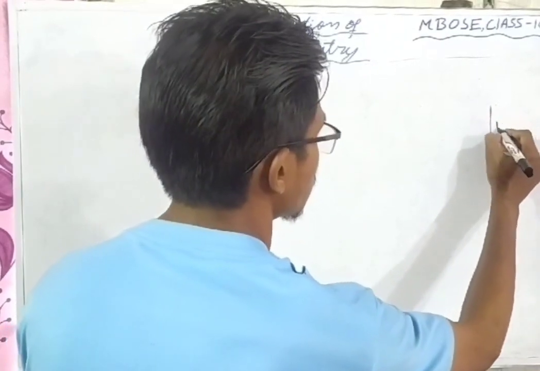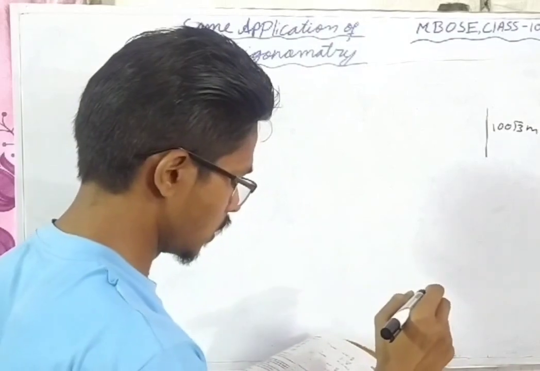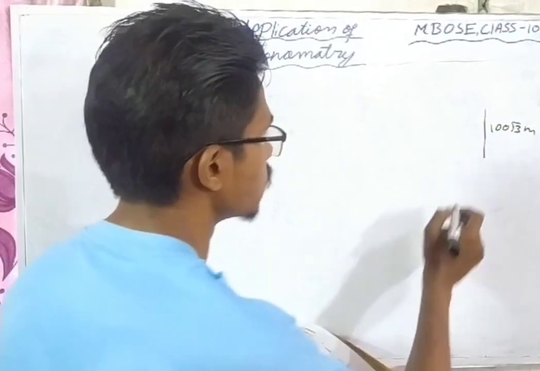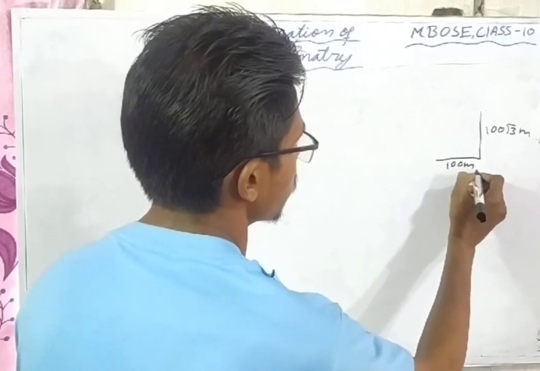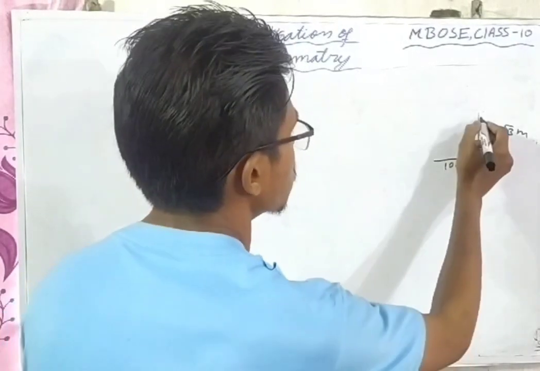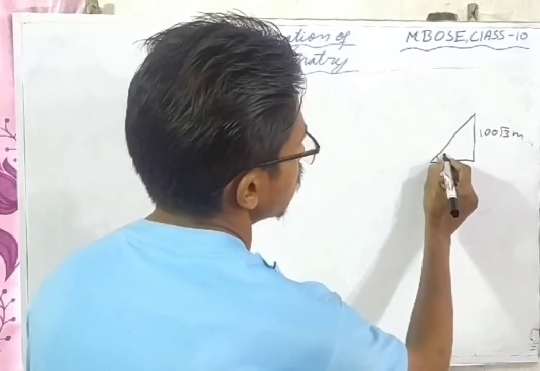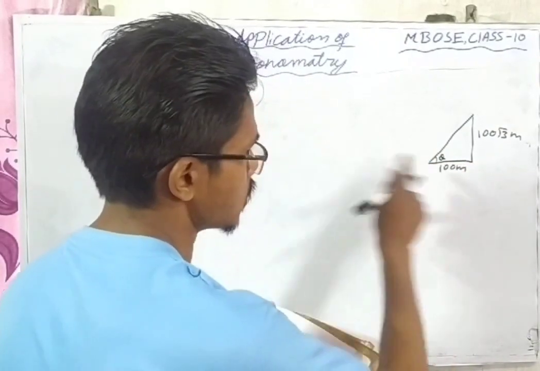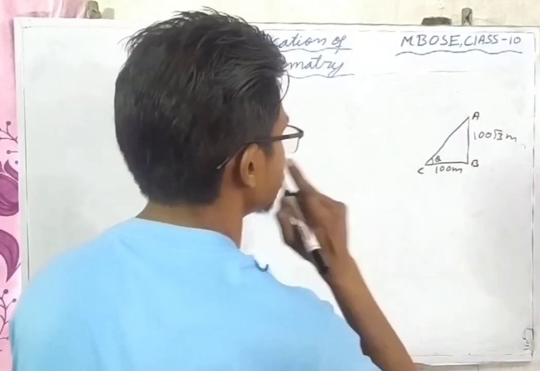This is the tower. The tower is 100 root 3 meter, and what is given? 100 meter away from its foot, means the base is given, 100 meter. We have to find the angle of elevation. This will be the angle of elevation. Let me write, this is theta, and this theta we have to find. Let me name this A, B and C.